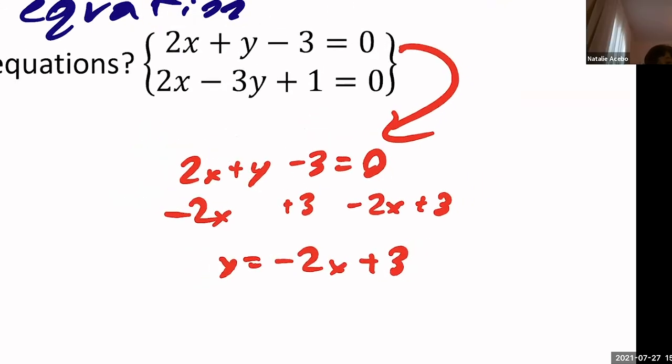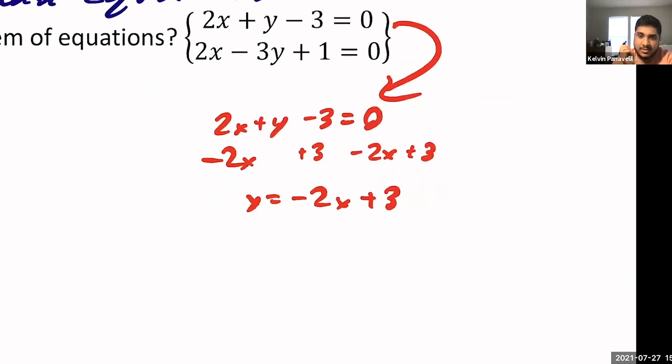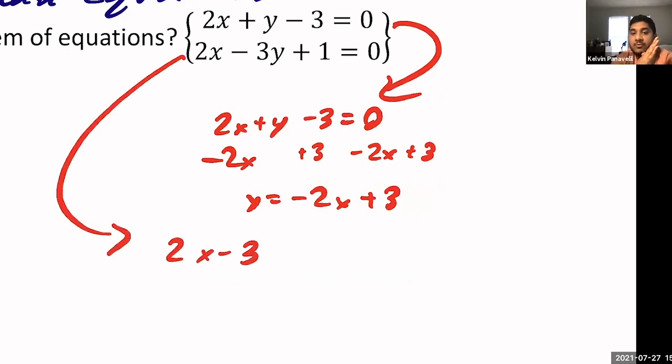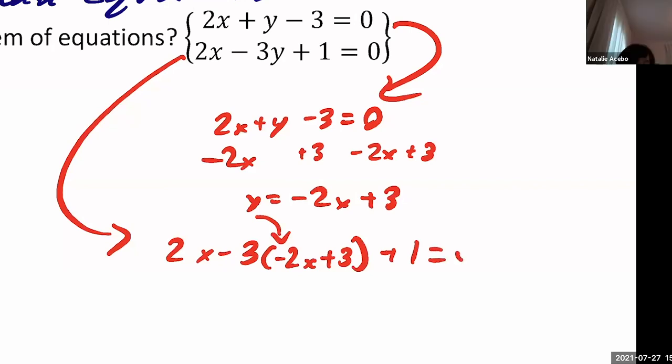So that's the first step: isolate one variable in one equation, and then we plug that value into which equation? We plug it into the second one. Perfect, so we have 2x minus 3. And now what do we know y equals? Y equals minus 2x plus 3. Perfect, so we can just substitute negative 2x plus 3. And don't forget the rest of that equation: plus 1 equals 0.